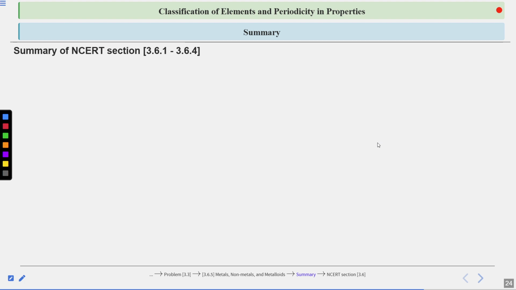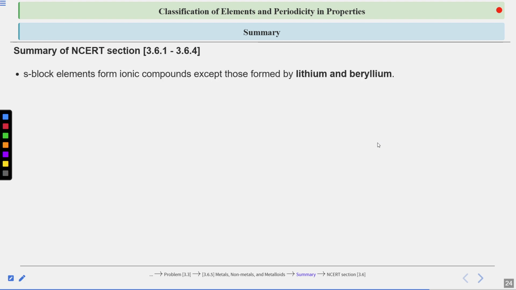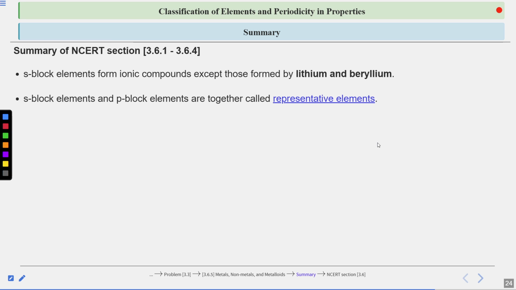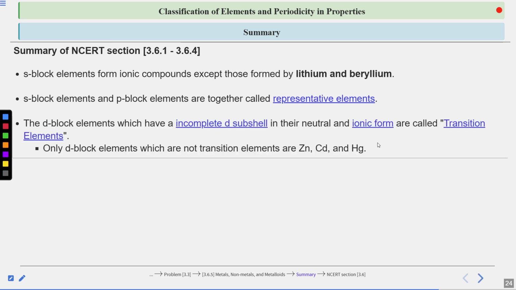After that, s block elements all form ionic compounds except lithium and beryllium. One more important point: s block and p block elements are together called representative elements. And lastly, the d block elements which have an incomplete subshell in the ionic or neutral form are called transition elements. And if you do not remember the definition, no problem. Only remember one thing, that all the d block elements are transition elements except zinc, cadmium and mercury.